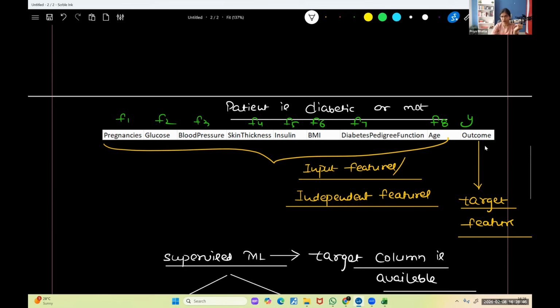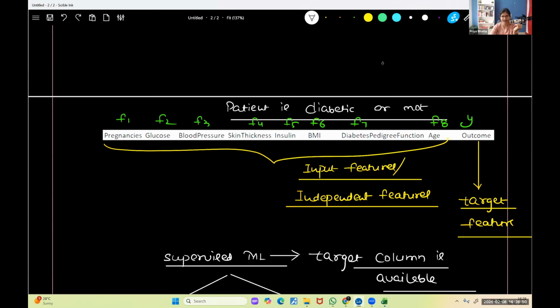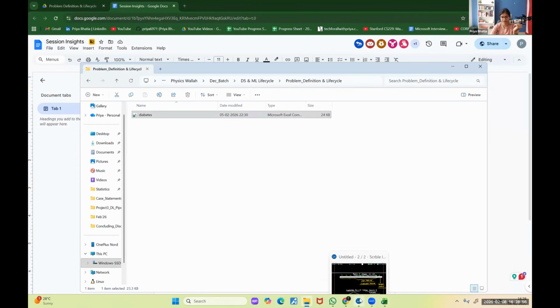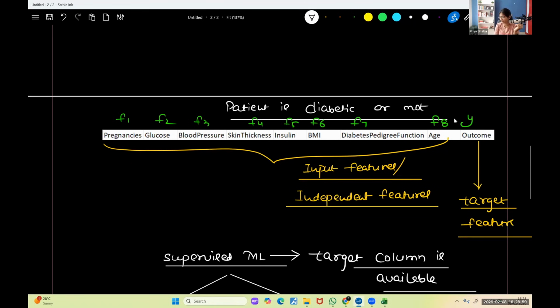This is a class, right? Outcome, whether the patient is diabetic or not. So over here, if I ask you what is a class, this will be either 1 or 0. This is the meaning of a class. So in this example, we can see that it will be either 1 or 0, so we have two classes. 1 means that the patient is diabetic. 0 means the patient is not diabetic.